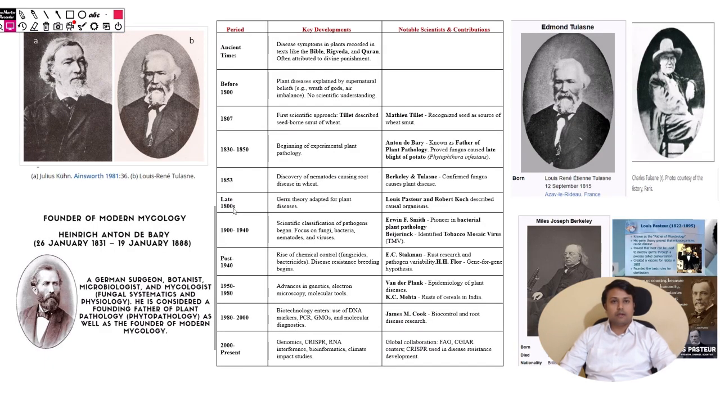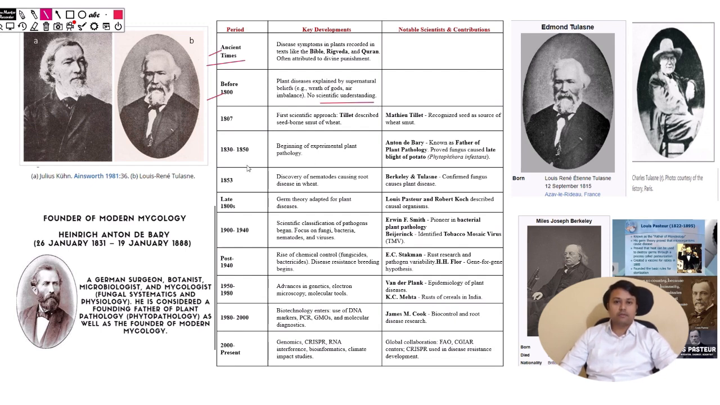Now coming to the historical data, ancient times. In ancient times, diseases were attributed to supernatural things. They thought these diseases were due to God's curse or punishment to the people. Before the 18th century, no scientific evidence was seen on plant diseases.